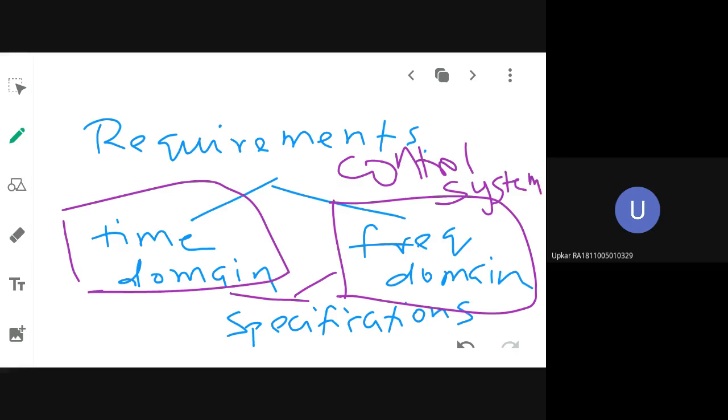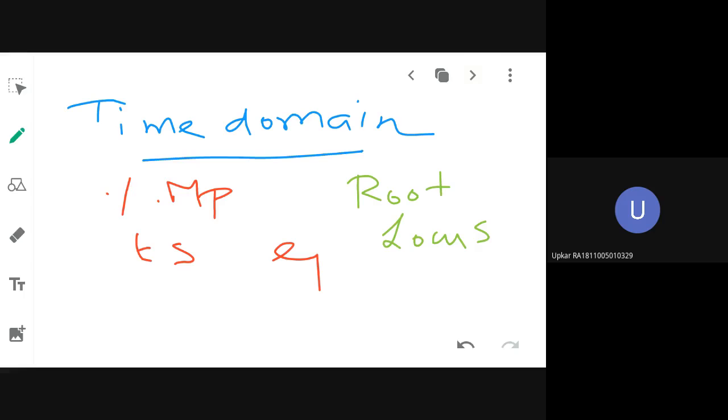So if you want a system to perform in a particular manner, then the specifications will be specified either in time domain method or in frequency domain method. Accordingly, we will design the control system. If it is a time domain aspect, then the performance specifications that will be specified are percentage MP, settling time, and zeta. Zeta, you know, is the damping ratio. So in these three terms only, the performance specifications in time domain will be specified.